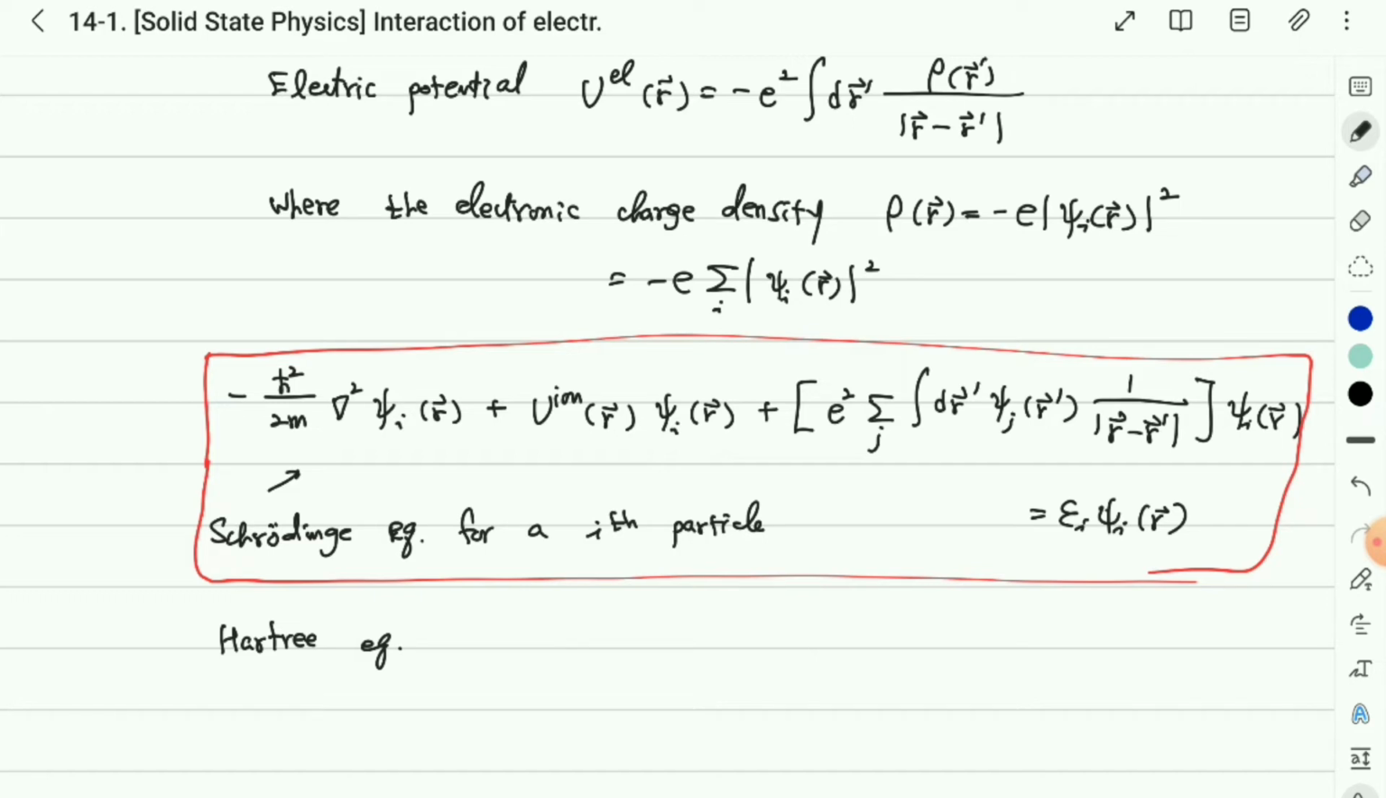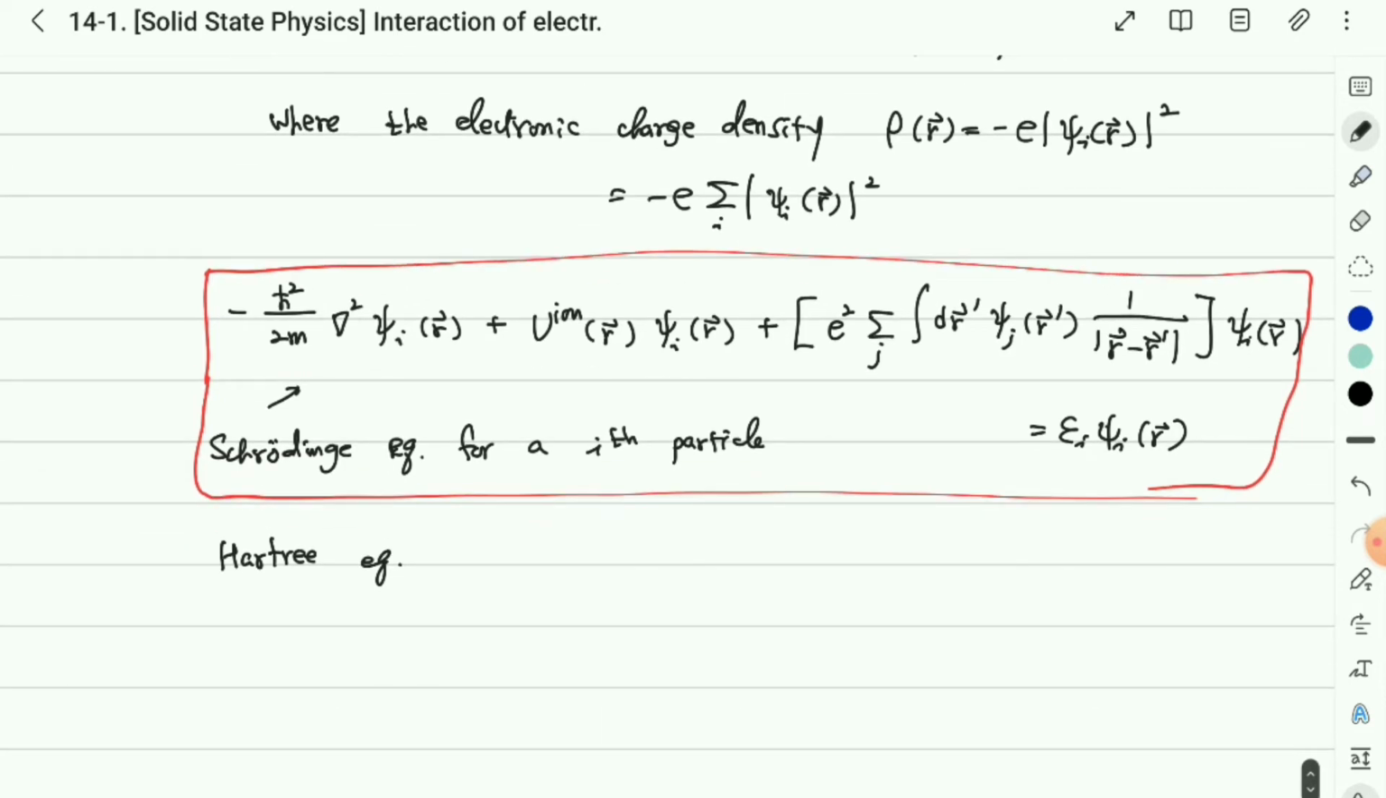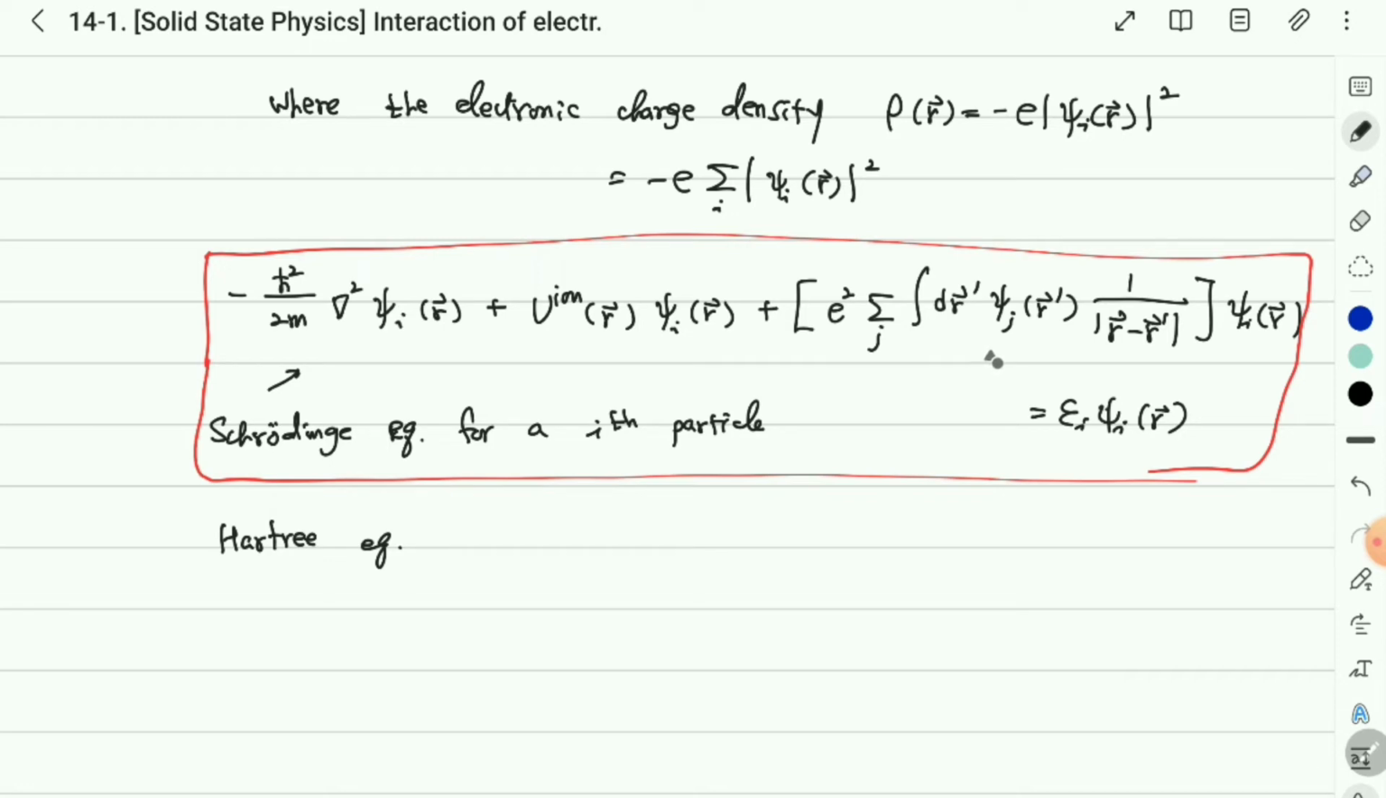Then here we assume there is a function for psi, which we call a trial wave function, and we set up the trial wave function and insert it here for the electron-electron interaction. Then we can solve this Schrödinger equation, and the energy eigenvalue and eigenstate wave function can be obtained. And this psi i can replace psi j, and then we calculate again. We repeat this Hartree equation iteratively, and the iteration calculation gives rise to a converged psi i and epsilon i. Then we can get the eigenvalue and eigenstate.